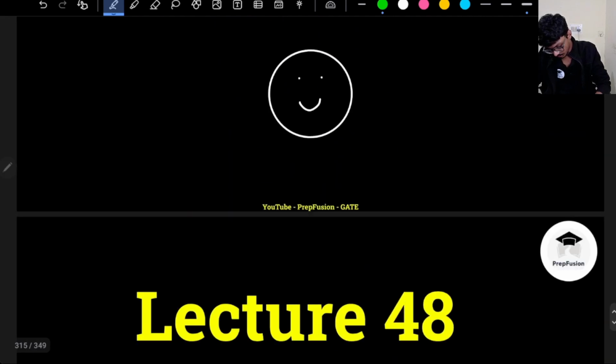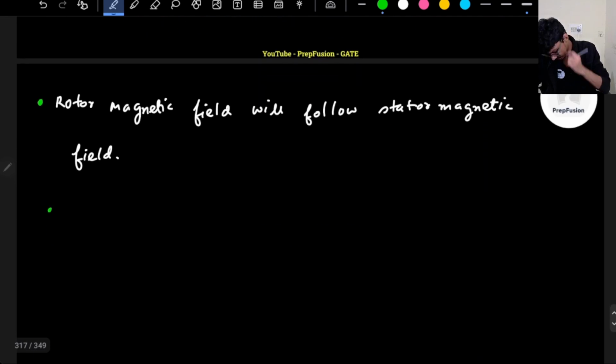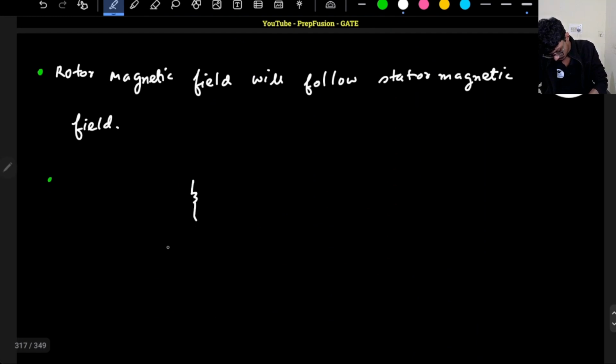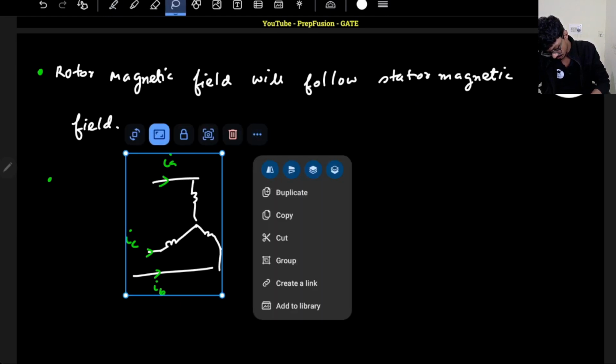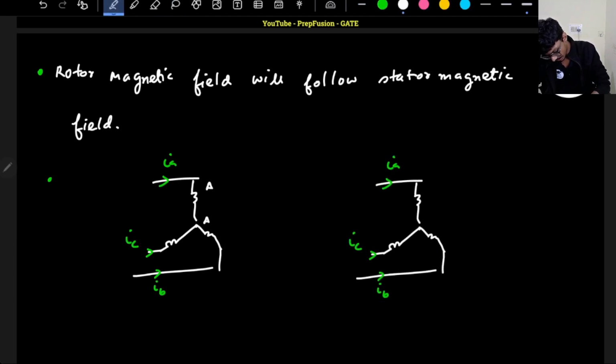Very simple, we know it is by changing the phase sequence. Initially the phase sequence was somewhat like this. This is the stator winding, roughly I am drawing. I am providing IA current here, IB current here, and IC current here. What I will do is just interchange this connection. The coils will remain the same: this will be A dash, this is C dash, this is B dash. I will just interchange the direction.